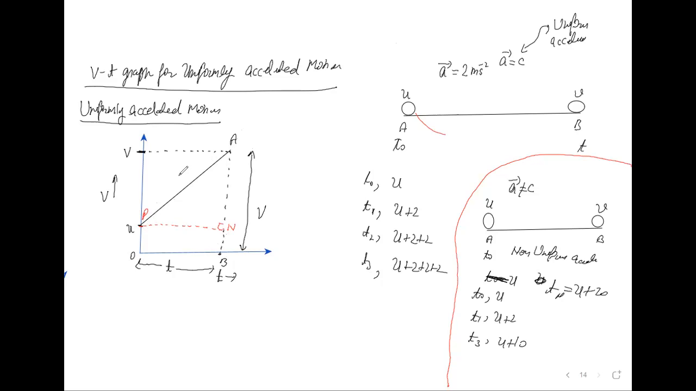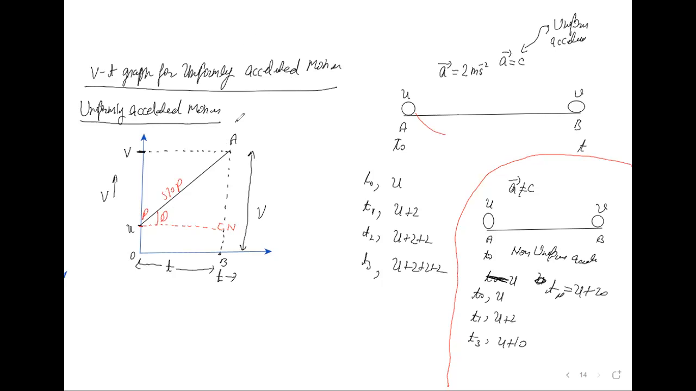So now what is the slope? If I say the slope, I already taught you about the slope. This is the theta. So it is represented by this line, the velocity time graph of uniformly accelerated motion, a straight line inclined to the time axis.